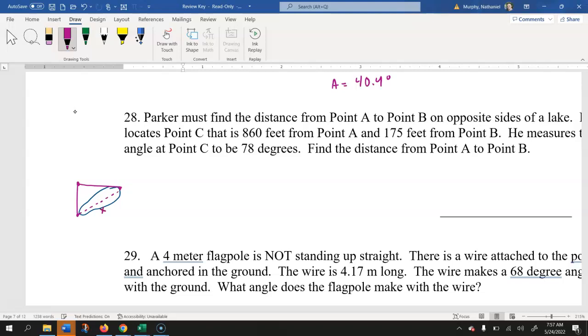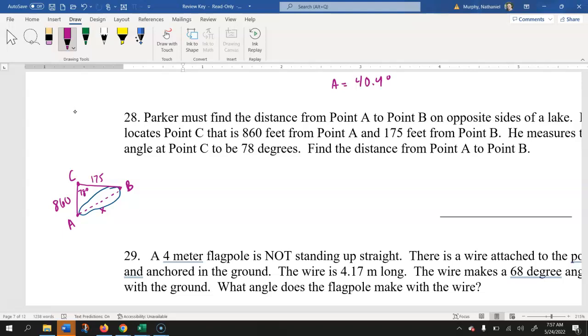So that's what we're trying to find. We know this side, so we'll just call this A. Oops, call this one B, since B was on the other side of the lake, and this one will be C. Okay, so now let's label it with the rest of the information we know. So the distance between A and C, that would be 860 feet. And this would be 175 feet. And the angle here would be 78 degrees.